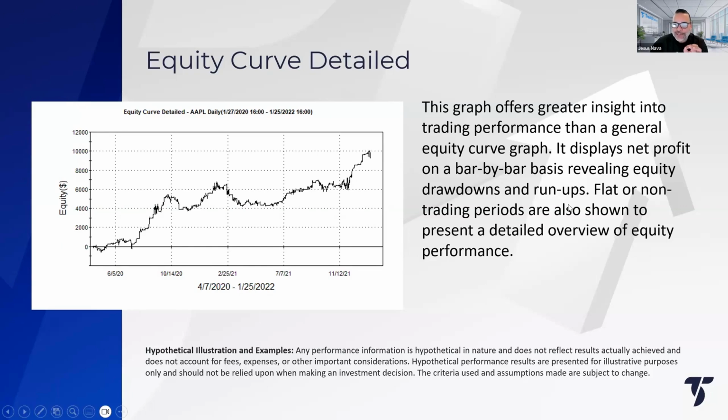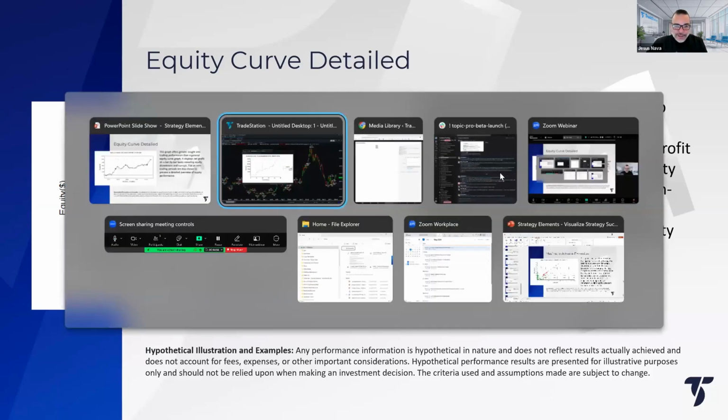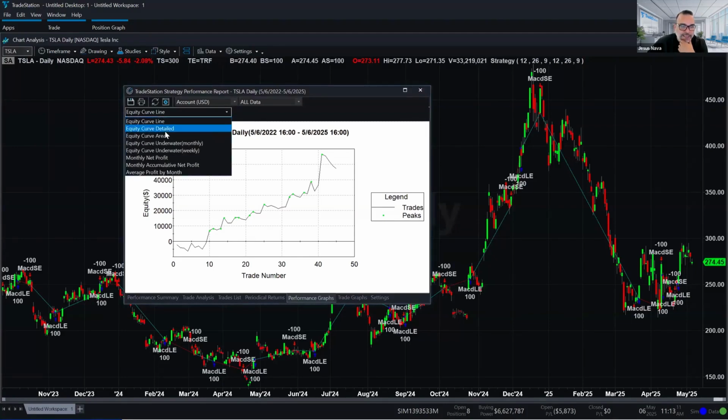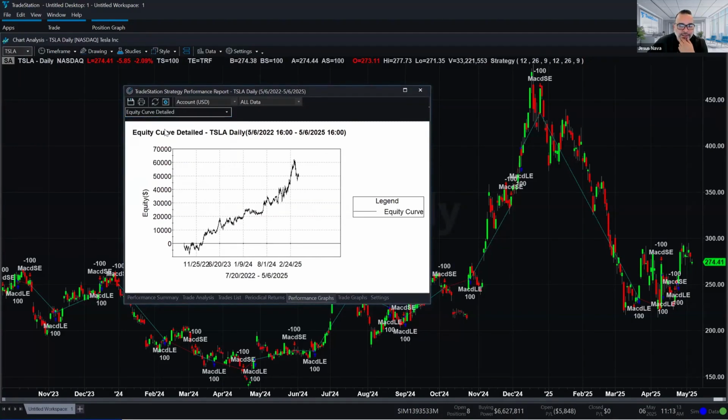It does the calculation on a bar by bar basis. It's different. You don't get the specifics within a bar, but at least it's calculating the P&L from bar to bar rather than close to close. If I go back here to my TradeStation and compare my equity curve line to the detailed one, let's go to the drop down and select my equity curve detailed.